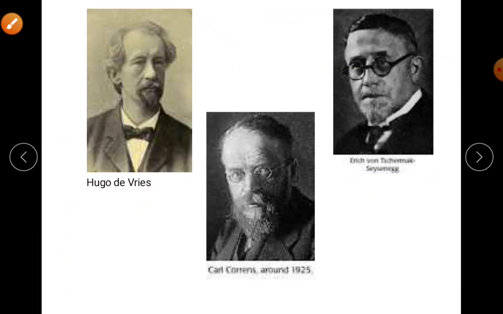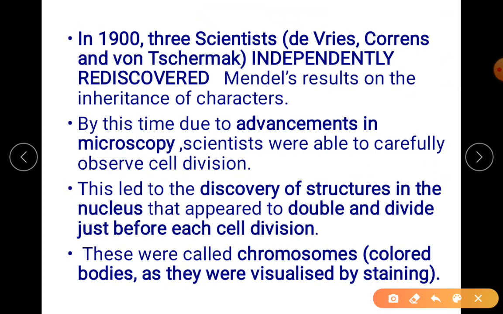All these are your drawbacks. Now these three independently worked on Mendel's work and rediscovered the inheritance of characters. So what is that rediscovery? They could explain a little further what he was trying to tell. Okay, so they could do it. It was possible to do because by that time advancement in microscopy was present. Now we have microscopes. In his time microscope and all was not there.